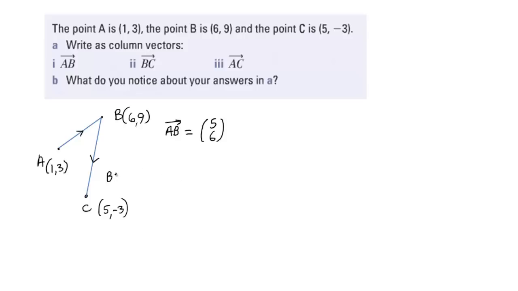So this vector BC is the vector that takes us from point B to point C. So if you see, we've gone back 1 and we've gone down 12. Direction is important. A to C, well, we can see A and C are already drawn in. The vector AC is illustrated there, and it's to go from 1, 3 to 5, 3. So AC is 4, minus 6.